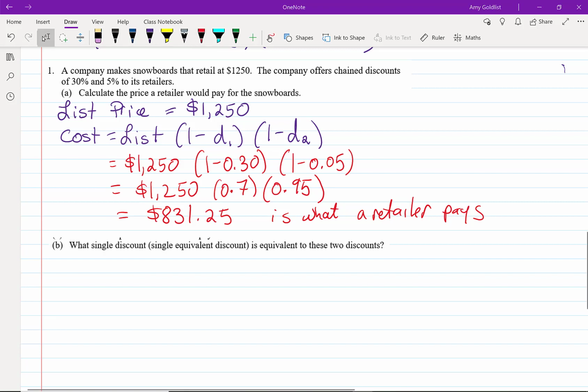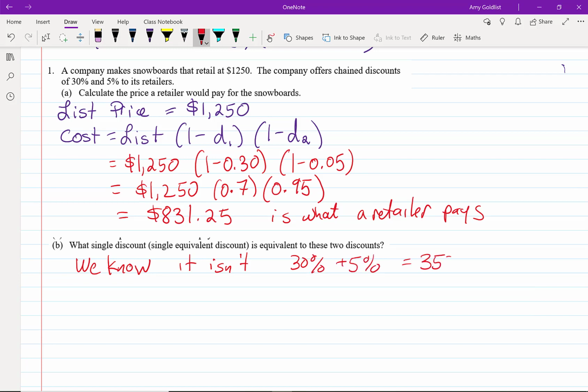A good question to ask is what single equivalent discount is equivalent to these two discounts? That's a lot of words. What that means is instead of saying 30% and 5%, we could just say one number like 38% or 40%. One thing to remember from before, we know it isn't 30% plus 5% equals 35%. That's definitely not going to be the answer. Let's put an X right through that.